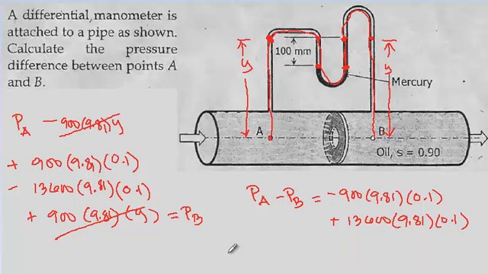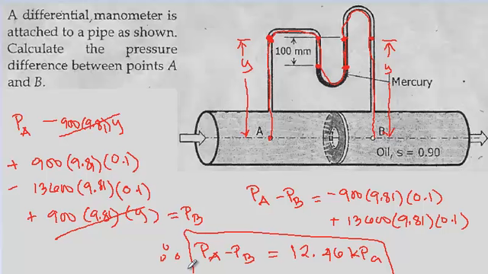Okay? And therefore, PA minus PB is equal to 12.46 kilopascal. So that is our answer. Straightforward. Okay, that's it.